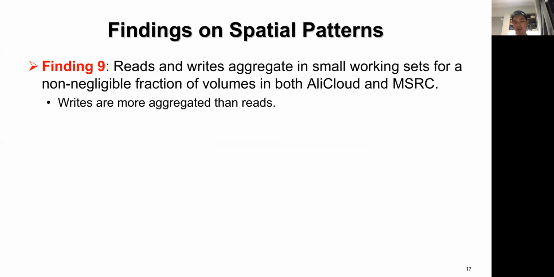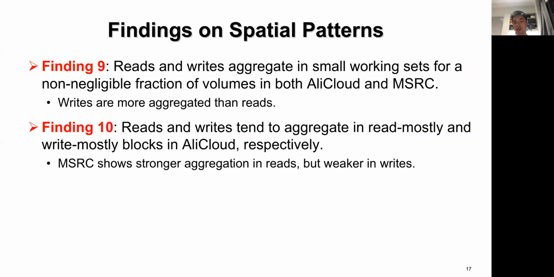We will also introduce other 3 findings briefly about the spatial patterns. Finding 9 shows that reads and writes aggregate in small working sets, and writes are more aggregated than reads. Finding 10 shows that reads and writes tend to aggregate in read-mostly and write-mostly blocks in Ali Cloud. MSRC shows stronger aggregation in reads but weaker in writes.